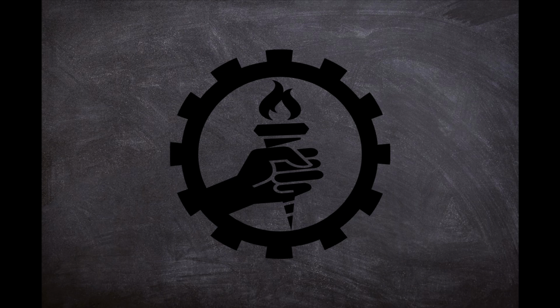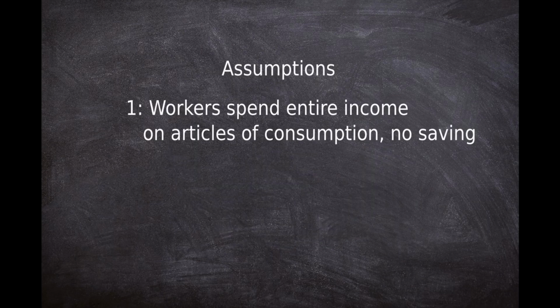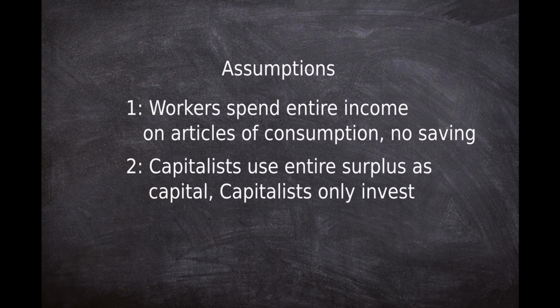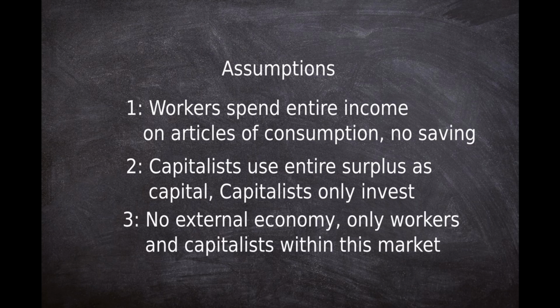Within this example, we are going to work with assumptions. Assumption 1: the workers spend their entirety of income on articles of consumption because wages are just really that low and they don't save. This would be optimal for the capitalists within such an economy. Second assumption: capitalists use their entire money as capital. They only accumulate, they don't buy articles of consumption themselves. Assumption 3: no trade with foreign nations occurs. A completely isolated capitalistic economy.